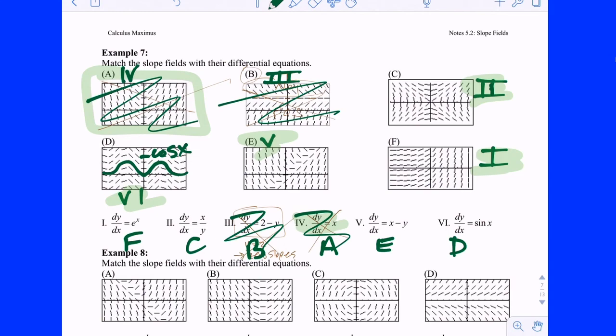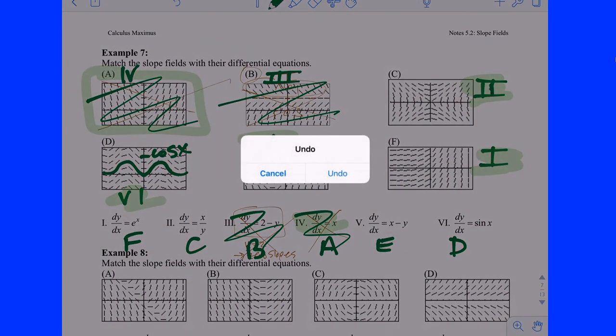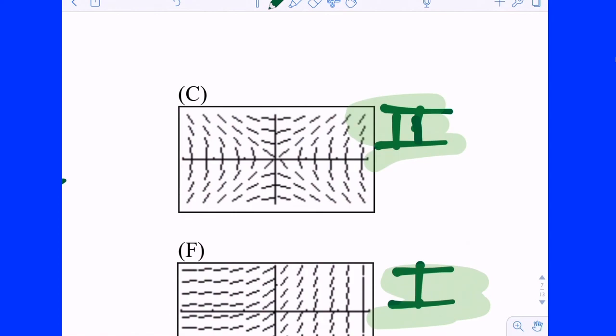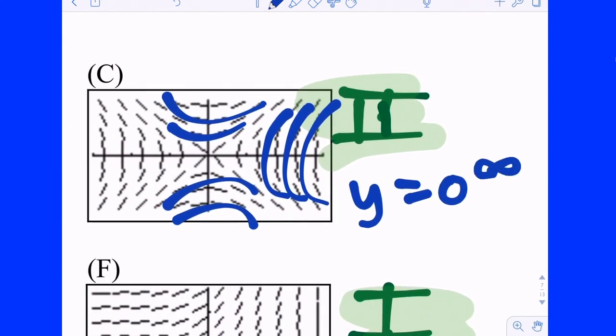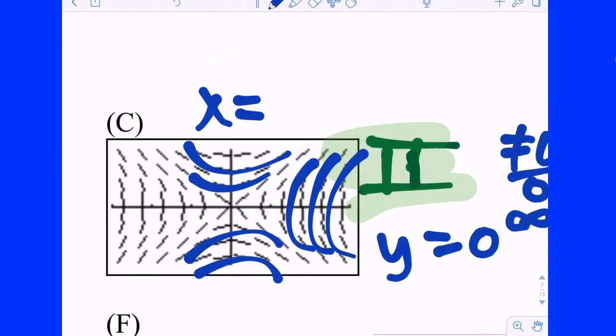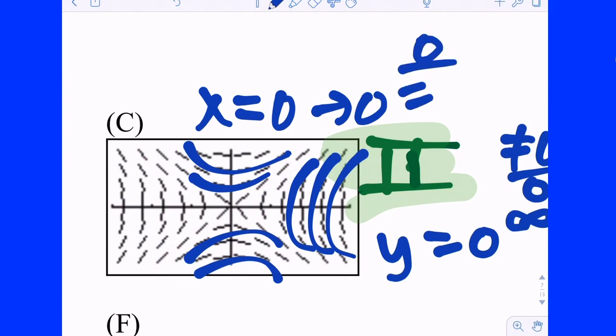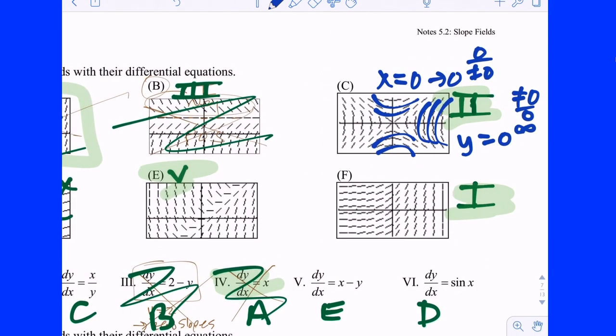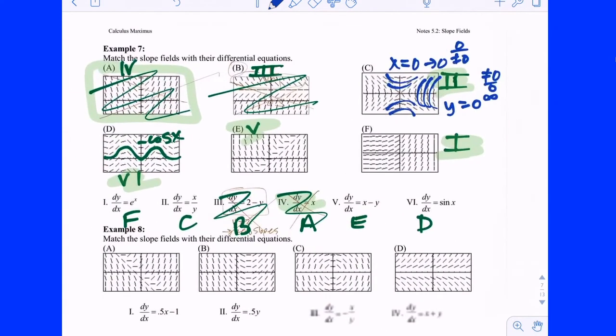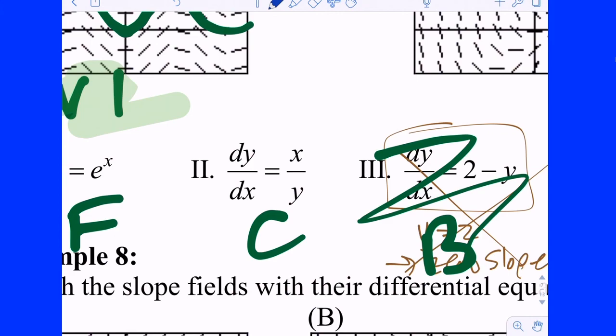Very quickly here, this one, if you notice, on part C, it looks like you have 0 slopes here on the x-axis, or I'm sorry, the y-axis when x is 0, because it looks like a family of hyperbolas. And it looks like you're going to have vertical slopes on the x-axis, which is when y is 0. So when y is 0, you're going to have infinity, which means you're going to have non-zero over 0. And when x is 0, you're going to have 0, which means you're going to have 0 over non-zero. So when the numerator is 0, when x is in the numerator and y is in the denominator, you're going to get this here. So which one has that? This one, x over y.